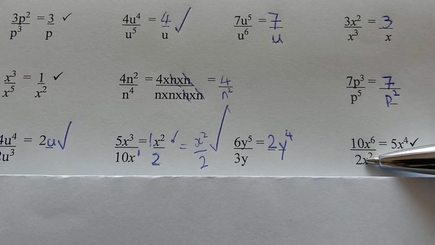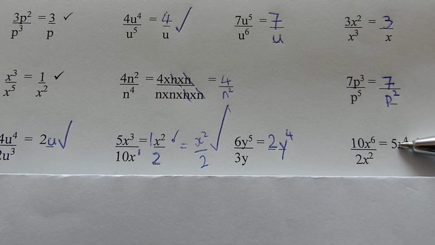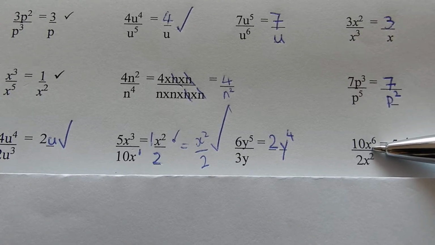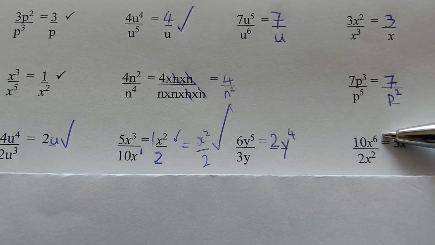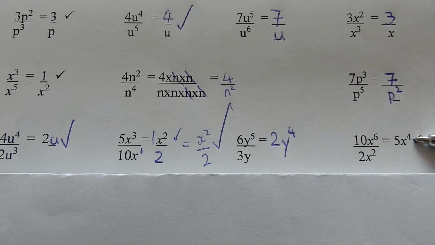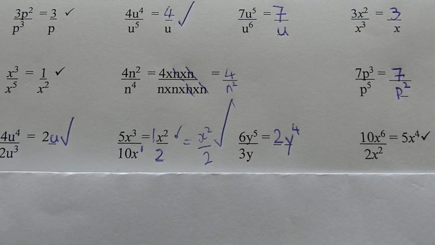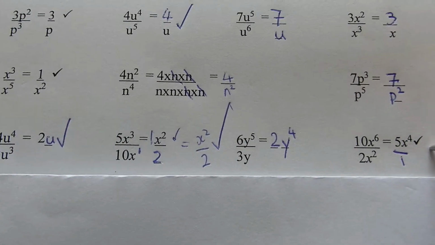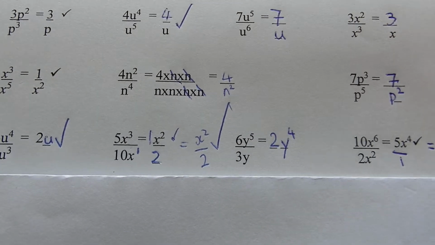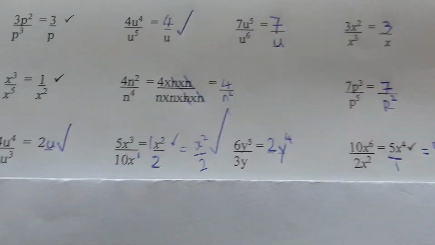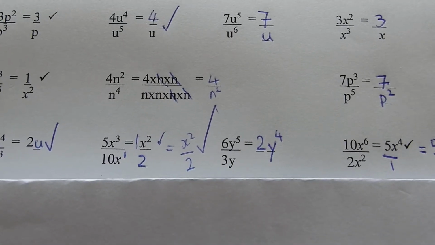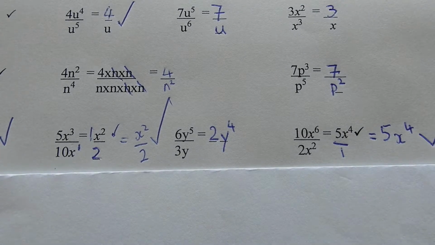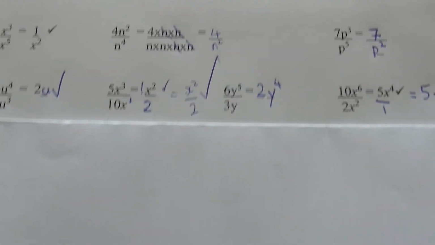10 divided by 2, half of 10 is 5. x times x times x times x times x, divide by x squared. 2 off the top, 2 off the bottom, leaving just 4 on the top. We don't write the 1 on the bottom. We could write that as divide by 1, but nobody writes it like that. They just write 5x to the power 4. That's the way to do it. Oh, you lost that. I did that. You didn't see it. There it is. Good. Moving down a level.